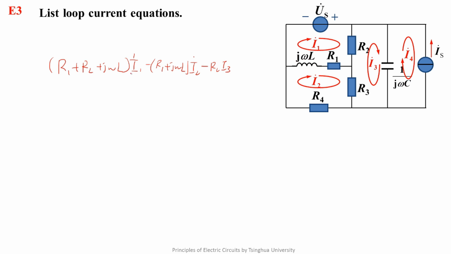The left part of the equation is the voltage drop along resistors, and the right should be the voltage rise on the voltage sources, so it should be US. The self-impedance in loop 2 is like this. Similarly, it's a negative mutual impedance.